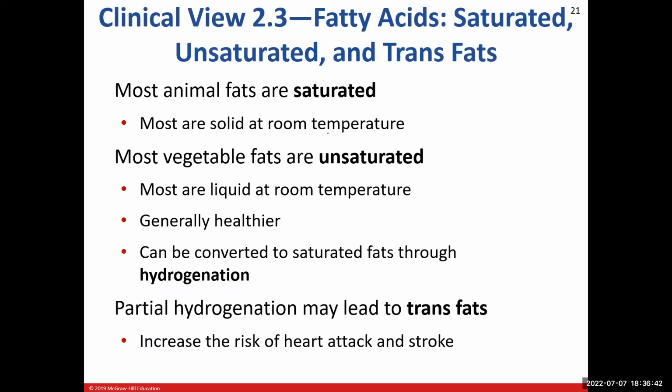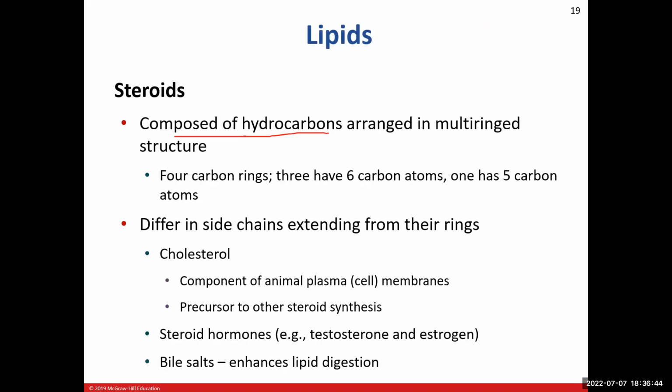I don't have a picture of it here in my slideshow, but if you really want to know, go into the textbook and check it out. What we will see is we have 4 carbon rings. I won't even try to draw it and insult you, but here's what's important about our steroids: they will have differing side chains. A side chain is just a little extension coming off of one of our rings, and it can vary.